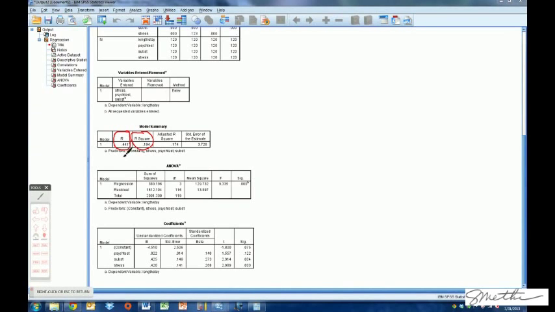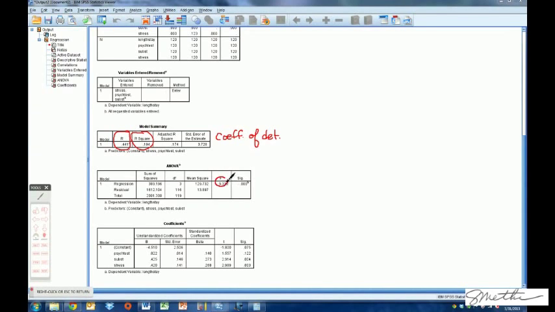Basically, this R square is just the 0.441 squared. And that is what's called your effect size, or what you should call your coefficient of determination. Okay, coefficient of determination. It tells you how much variance in the dependent variable can be described by or accounted for by the three predictors.